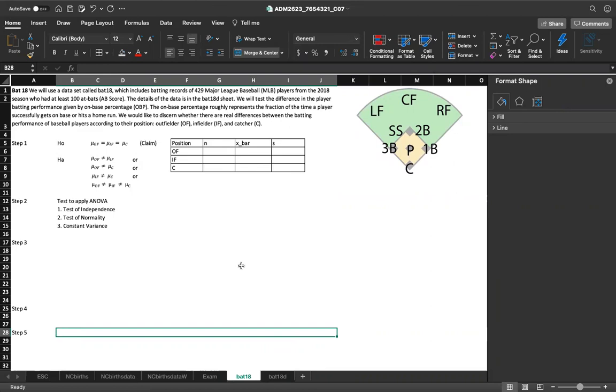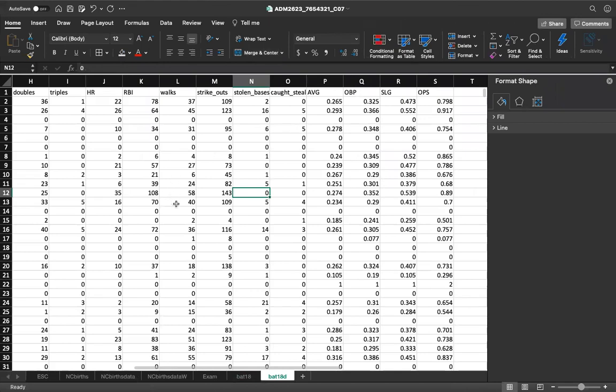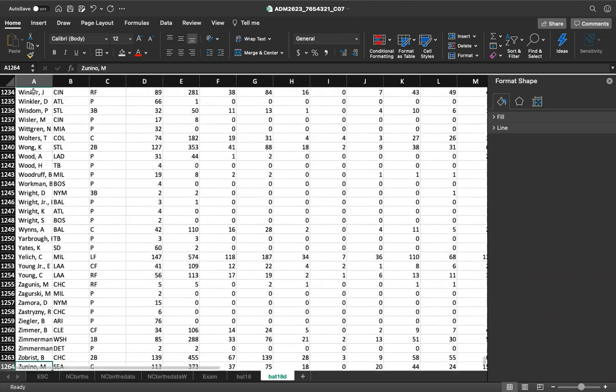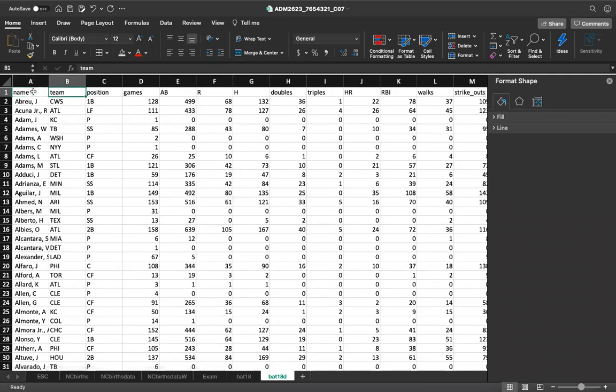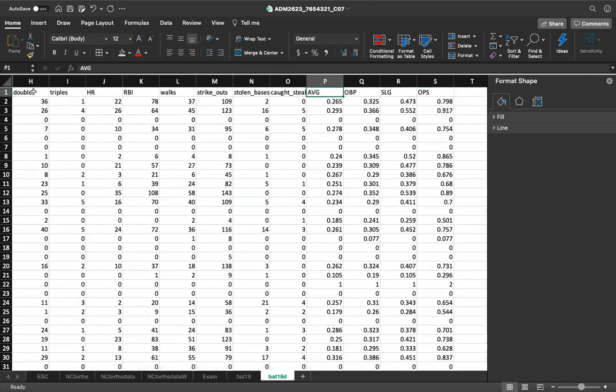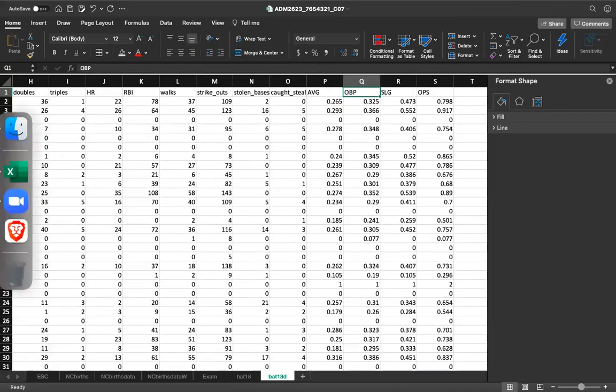The details of the data are in the BAT18 data sheet. We are going to use only a part of it, which has the list of the players. Let's look at how many players there are: 1264. The teams that they come from, what position they play at, the games that they played, their at-bat scores, and their average performance, OBP performance.